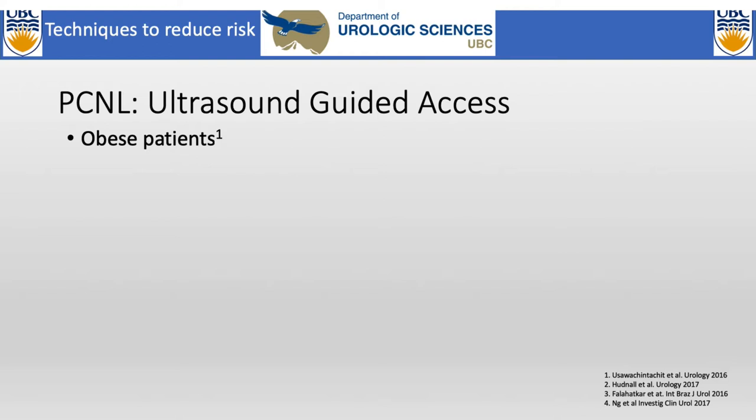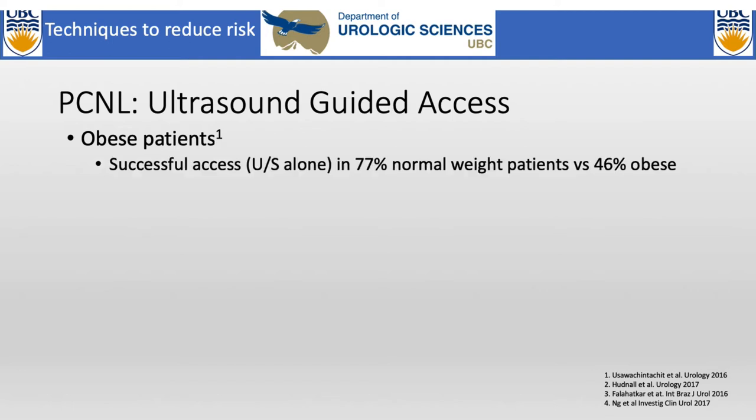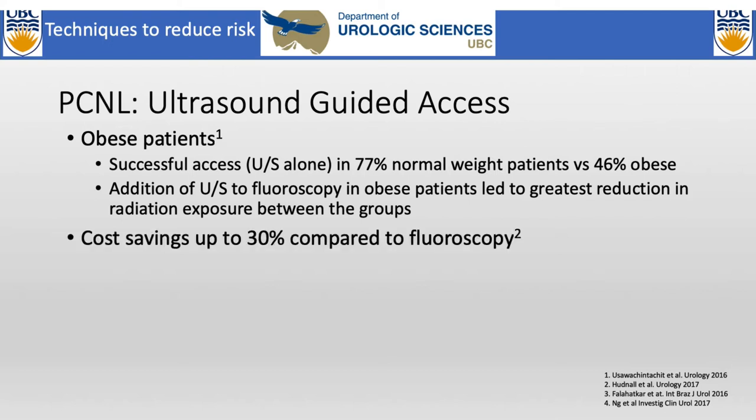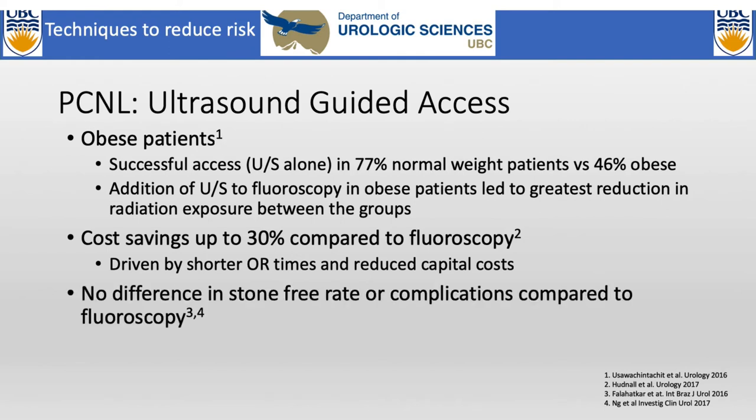So what about in obese patients? The main concern with ultrasound is that your image quality degrades as the distance increases. This is out of UC San Diego. They looked at ultrasound alone versus using it in combination. They were able to get successful access in over three-quarters of patients with ultrasound alone. For obese patients, though, with BMI over 30, that dropped down to just under 50% of patients. What they did find was that, due to the increased radiation dose in obese patients, even using ultrasound to assist with access did drop the overall dose significantly. They also thought there may be a small cost savings due to reduced OR time and reduced capital costs, and no difference in stone-free rates.